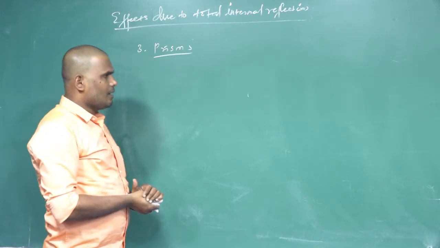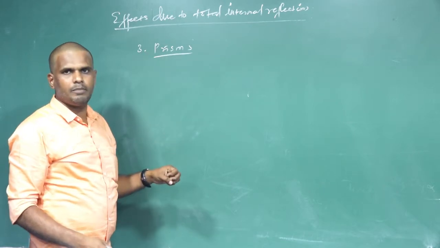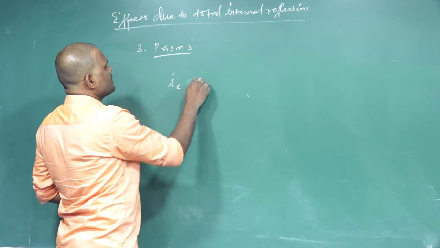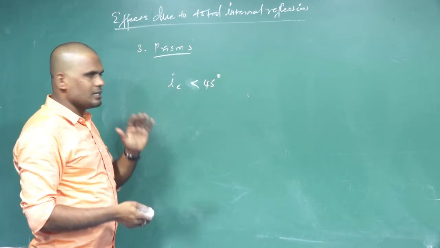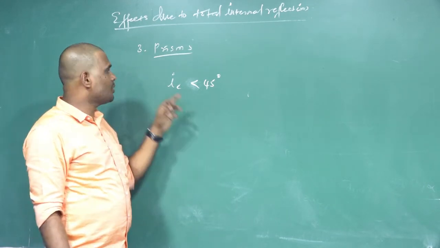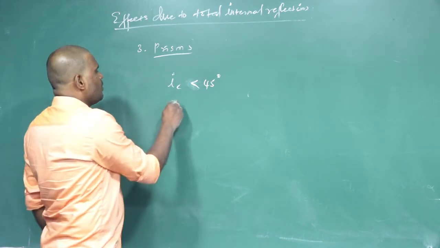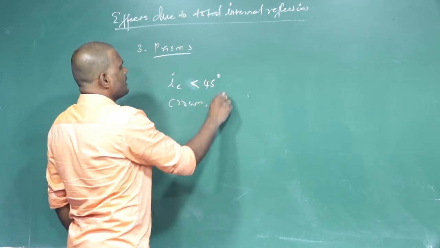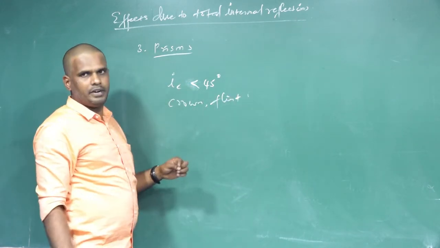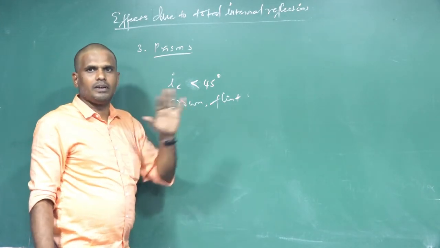And the material which is used to construct this kind of prisms must possess a critical angle which is less than 45 degree. So to construct prisms, the material should possess a value of refractive index which will produce a critical angle whose value is less than 45 degree. Crown glass and flint glass have critical angles which are less than 45 degree. So the prisms are mainly made of crown glass and flint glass.